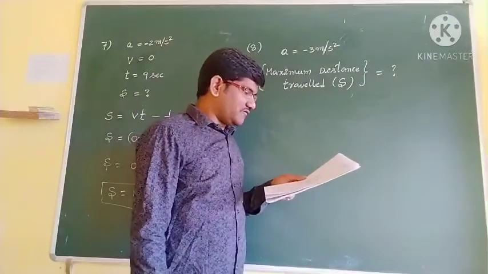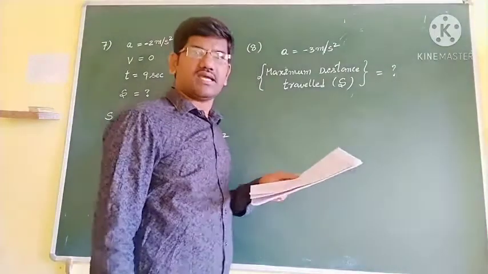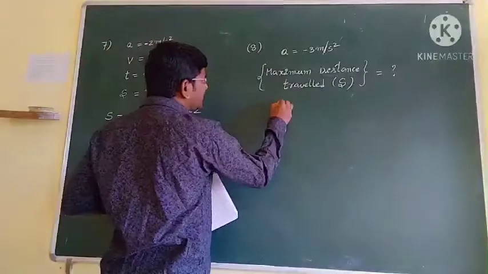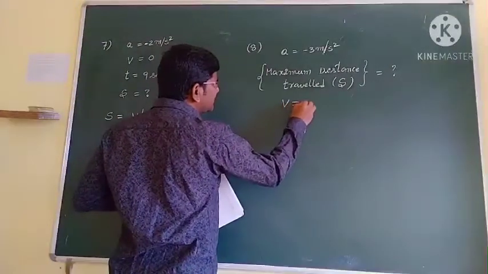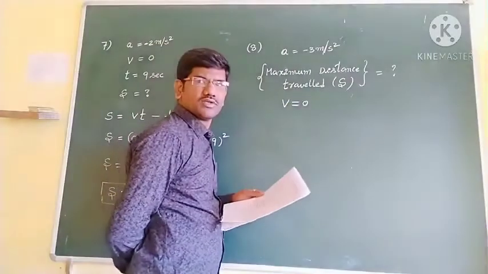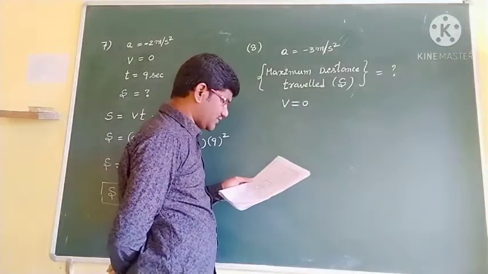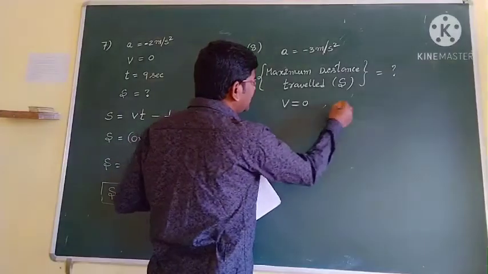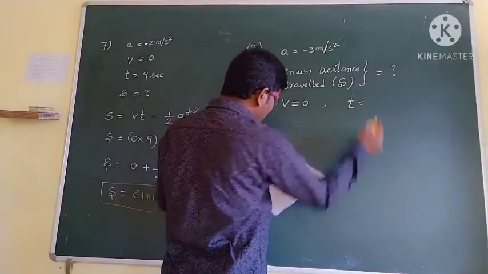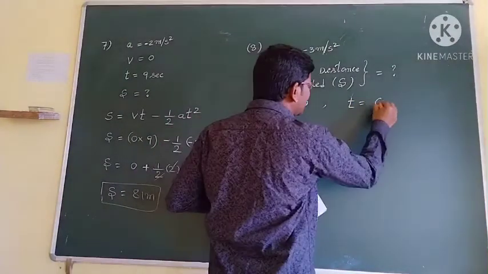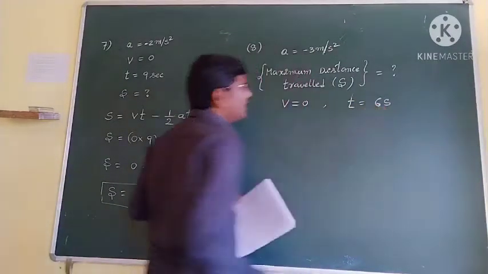After the application of brakes, if it comes to rest in 6 seconds. So after the application of the brakes, the final velocity is 0, and the time is given. How much have they given? 6 seconds.